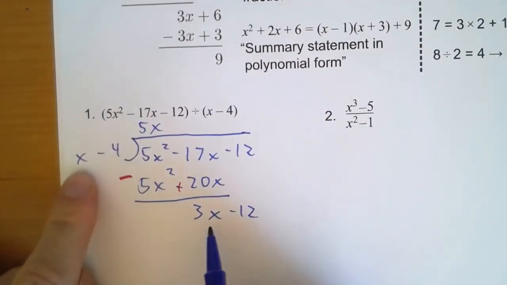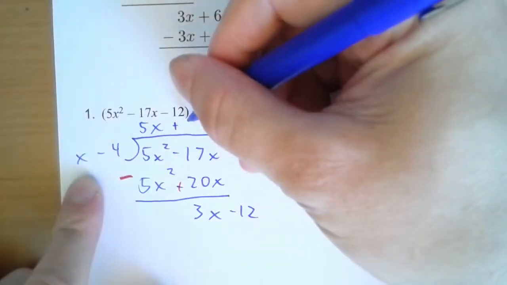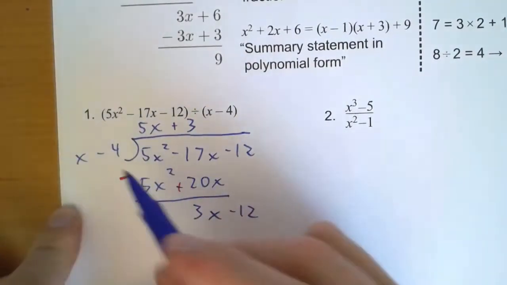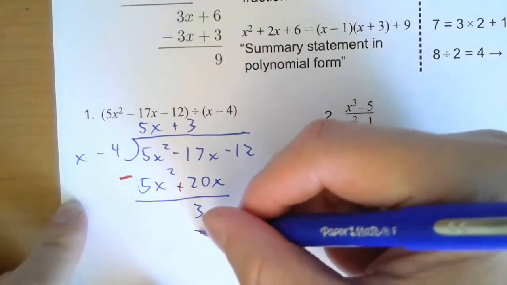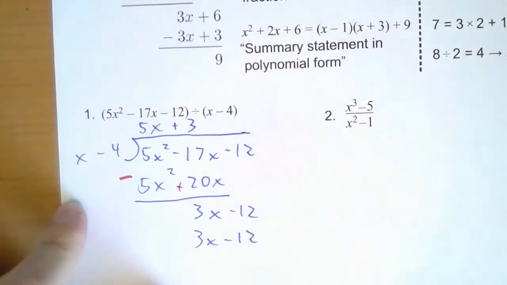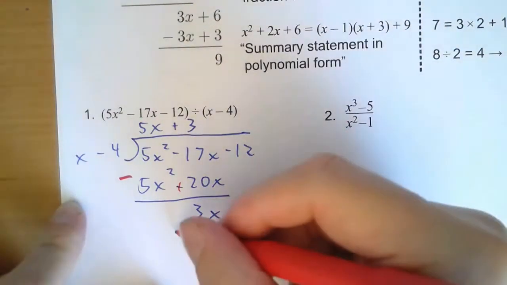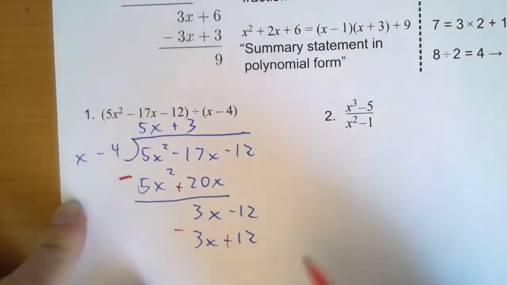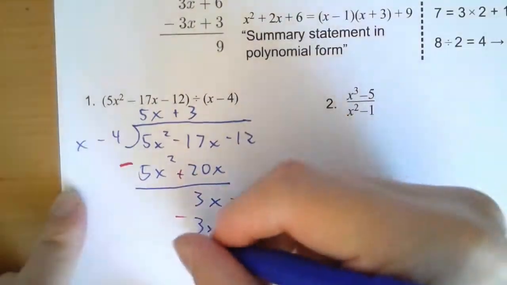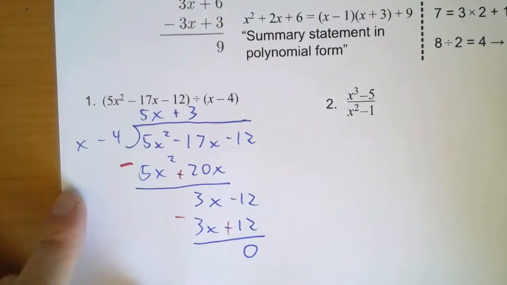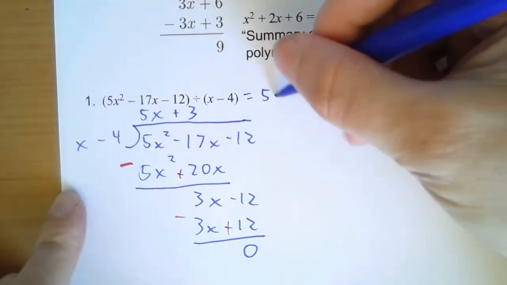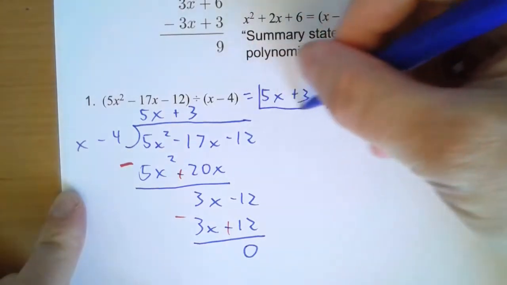How many times does x go into 3x? X times what would give me 3x? And that's positive 3. Then I take 3 and multiply it by the x minus 4. And of course, that'll give me 3x minus 12. So then when I distribute the negative, remember, subtract the whole thing, distribute that negative, then I'm going to get a remainder of 0. So this one actually goes in evenly. There's no remainder. The answer is just 5x plus 3.